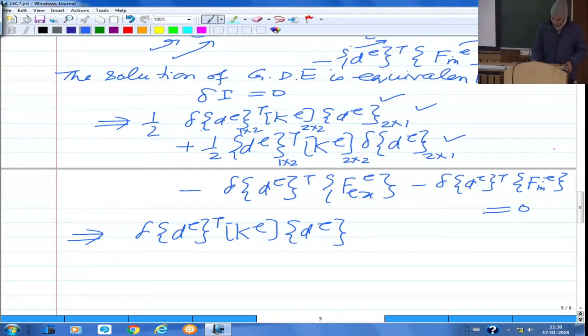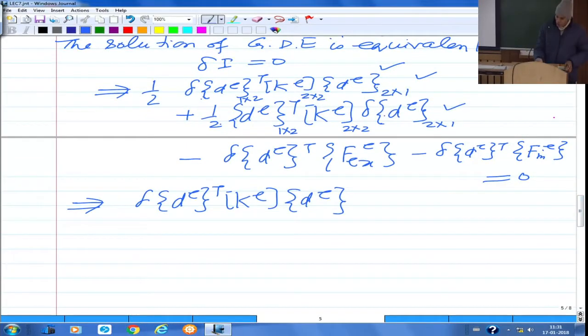So I can write this essentially as this. I just take the transpose of the second term. Still it is going to be the same. When you take its transpose, you get delta dE transpose K transpose equal to K, because it is a symmetric matrix, and then dE transpose becomes dE. So you can combine them together. So this is what you get. The two terms combine, which means the half goes essentially.